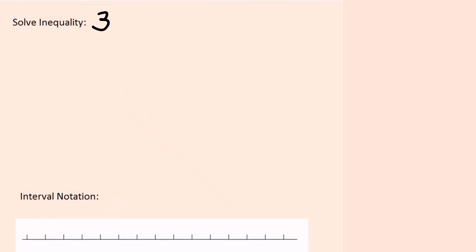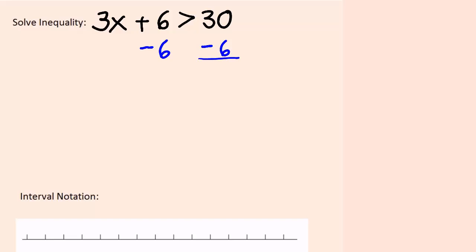Now we're going to solve an inequality. 3x plus 6 is strictly greater than 30. We're going to solve this using the same steps as if there were an equal sign there. If there were an equal sign there, this would be an equation. But there's an inequality sign, so it's an inequality.